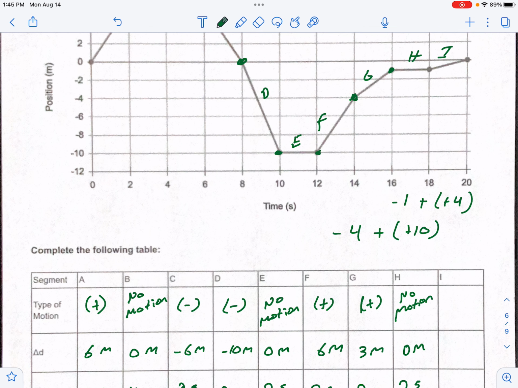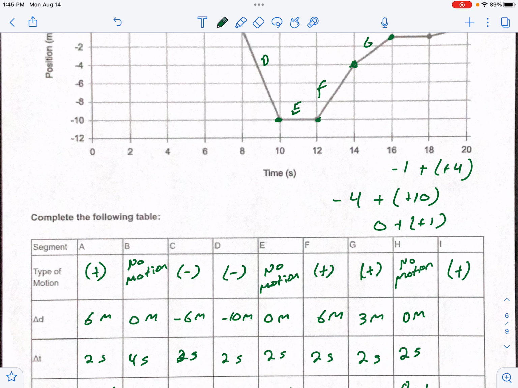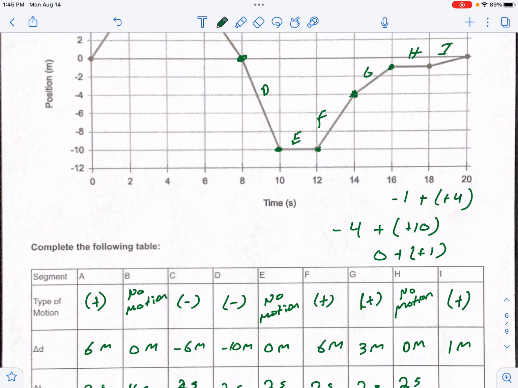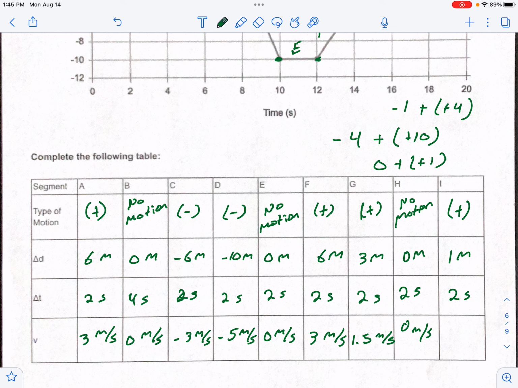And last one, I. This is going to be a constant positive. Okay, and we're going up in the upward direction, so we're going to look at our change in displacement. So our final is going to be 0. So 0 minus, we were at a negative 1. So 0 minus a negative 1, that becomes a plus 1. So I have a displacement of 1 meter. And it took us 2 seconds, so 18 to 20. So 1 divided by 2 is going to give me a 0.5 meters per second.